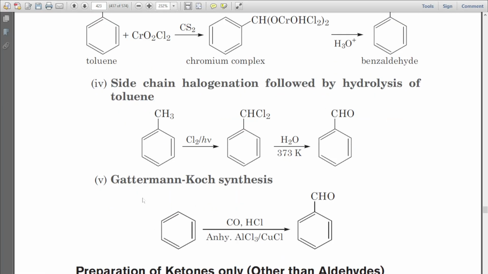Next, Gattermann-Koch synthesis. Benzene reacts with CO and HCl in the presence of a Lewis acid. The chloride atom of HCl gets attracted towards the Lewis acid since it is electron deficient, and we are left with an HCO group, and therefore it goes and attaches to the benzene ring, giving us the final product of benzaldehyde.